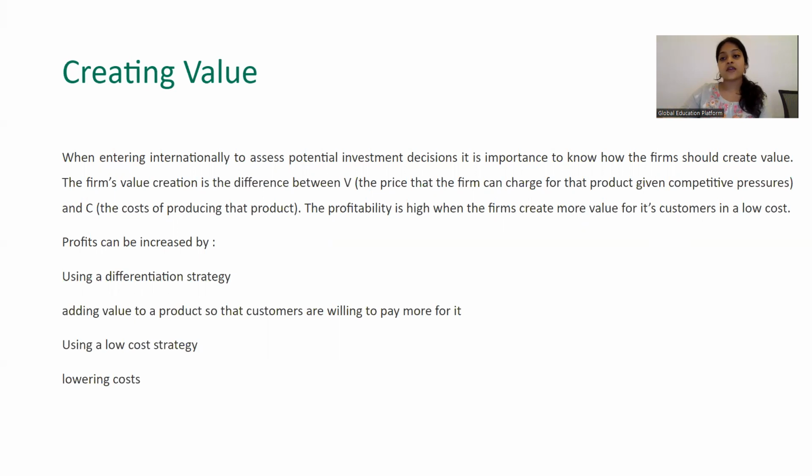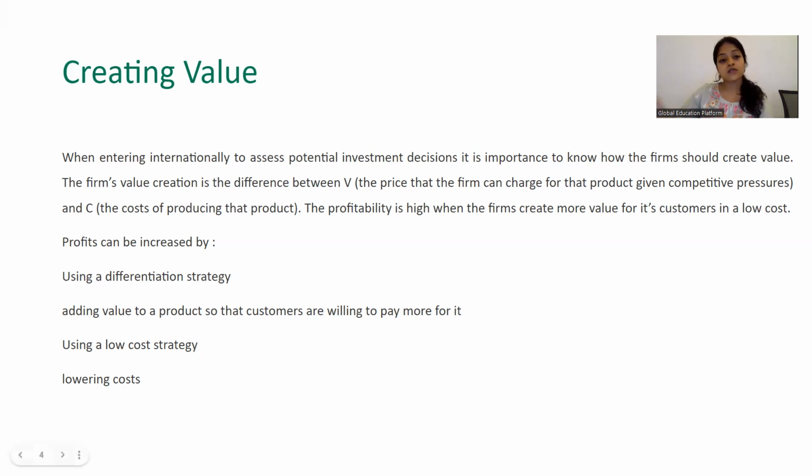Because at the end of the day, your manufacturing cost is less, and also because of the unique points you have, you're going to have more value created. So in that case, the price charged for the product or service that you offer will be high. So your profitability will be high. So this is the basic concept here, right?